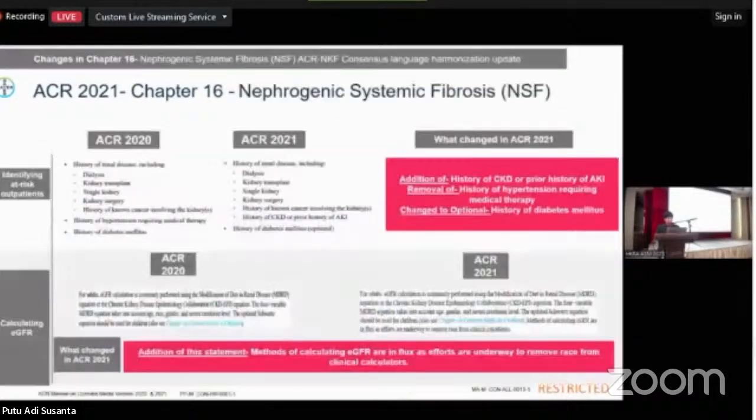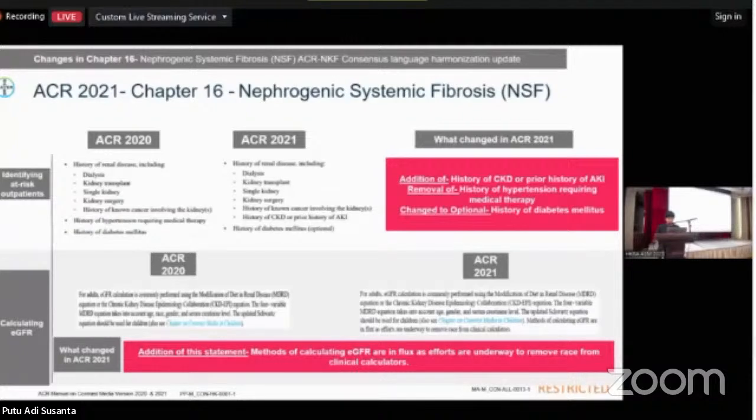And the final update in 2021 is regarding the chapter on nephrogenic systemic fibrosis. For outpatients who may receive group 1 or group 3 gadolinium-based contrast agents, they should be screened for factors that may be associated with renal function impairment. So in 2021, the ACR guideline modified the list of risk factors for identifying patients with possible renal insufficiency.